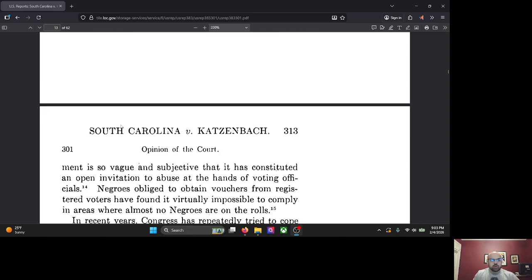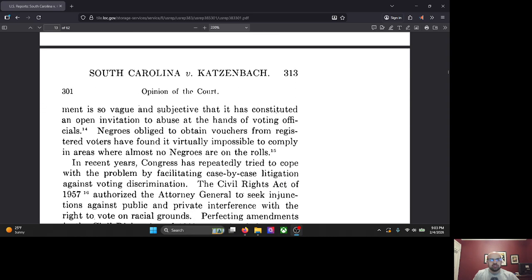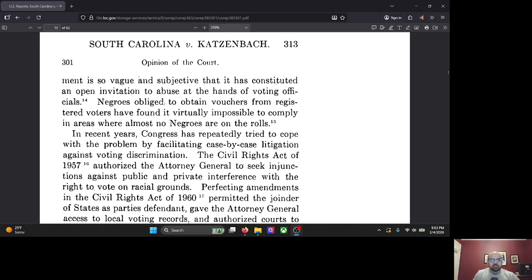The good morals requirement is so vague and subjective that it has constituted an open invitation to abuse at the hands of voting officials. African Americans obliged to obtain vouchers from registered voters have found it virtually impossible to comply in areas where almost no African Americans are on the rolls.